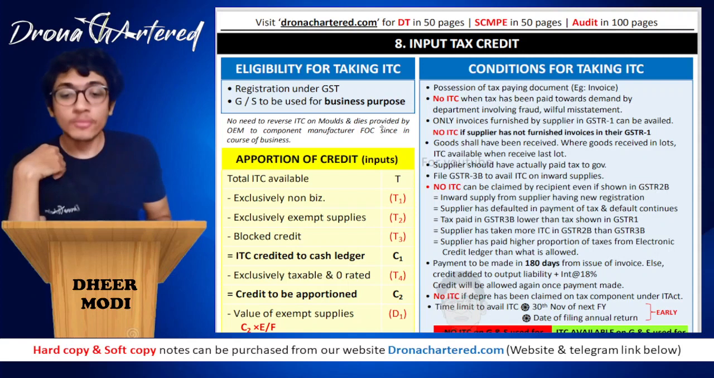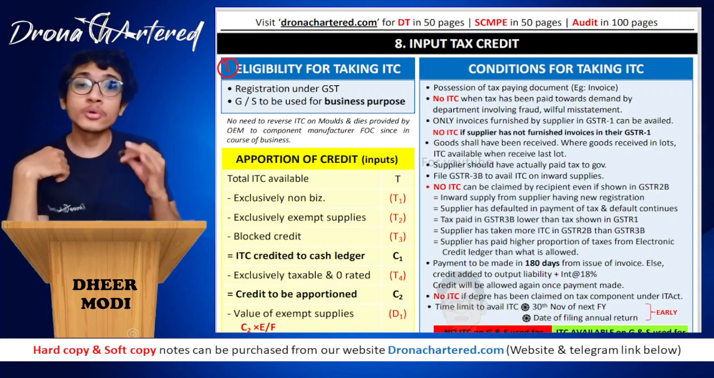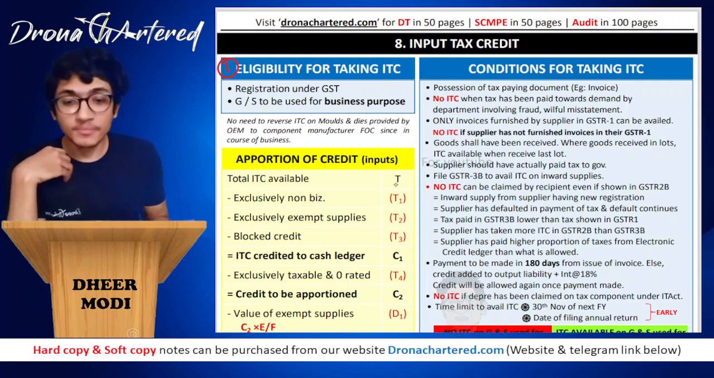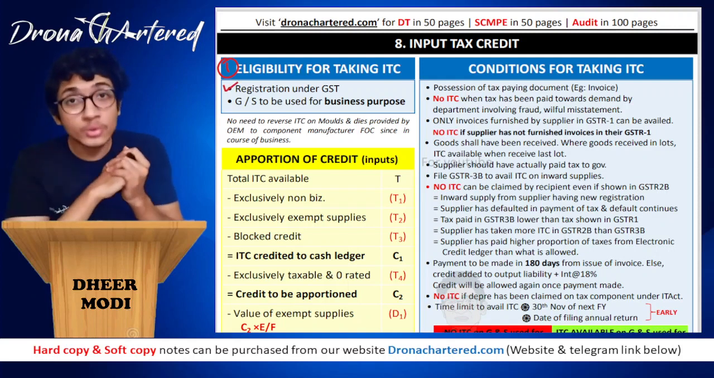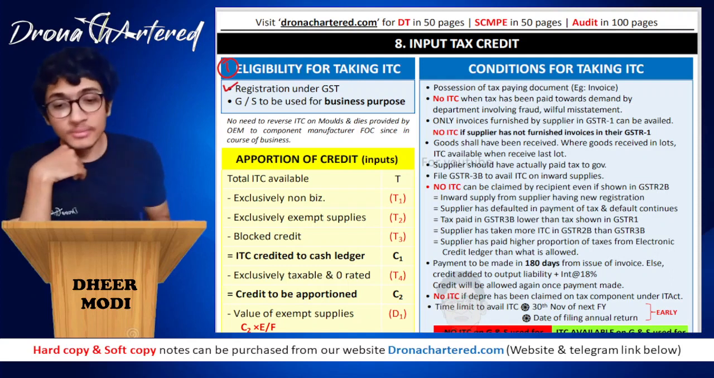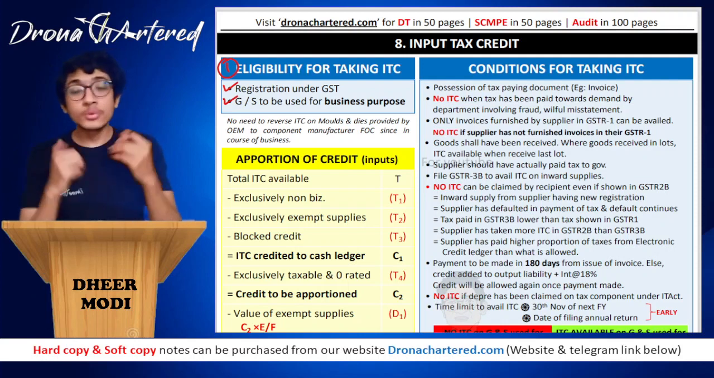So, first and foremost, what is the eligibility for taking ITC? That is, who is eligible to take ITC and on what inputs. So, first, you will have to take registration under GST. Only those people who are registered under GST will be allowed to take ITC.